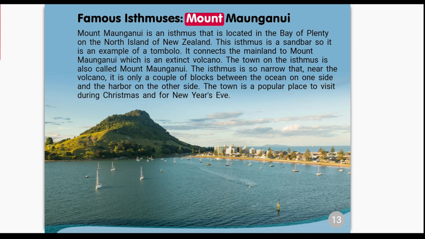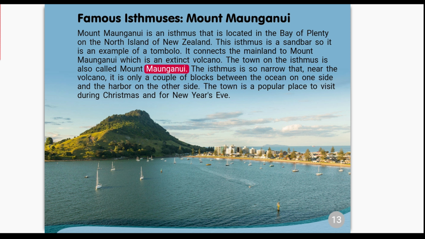Famous isthmuses. Mount Maunganui. Mount Maunganui is an isthmus that is located in the Bay of Plenty on the North Island of New Zealand. This isthmus is a sandbar, so it is an example of a tombolo. It connects the mainland to Mount Maunganui, which is an extinct volcano. The town on the isthmus is also called Mount Maunganui.